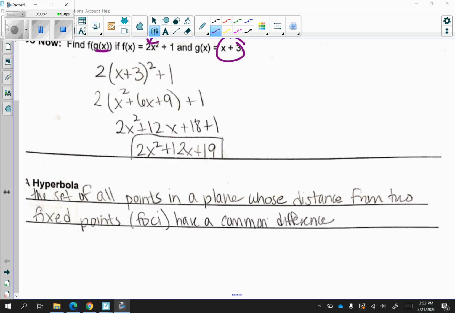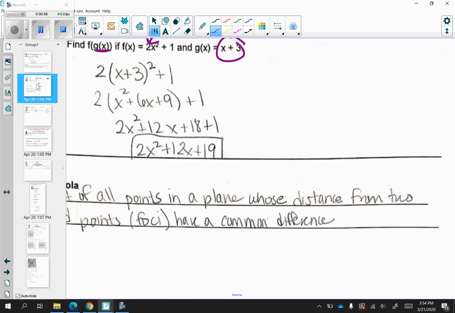For today's lesson, we're going to focus on graphing a hyperbola and talking about its characteristics. So a hyperbola is the set of all points in a plane whose distance from two fixed points, or the foci, have a common difference.